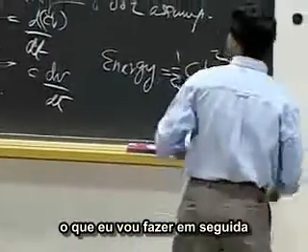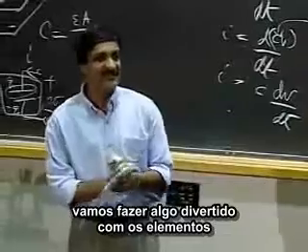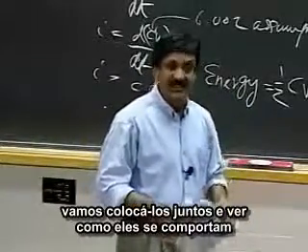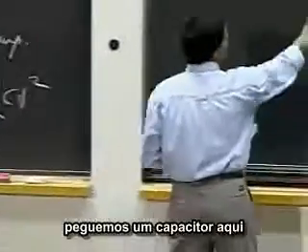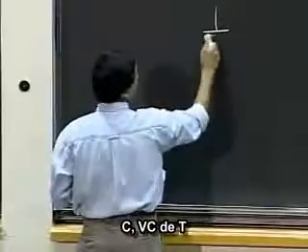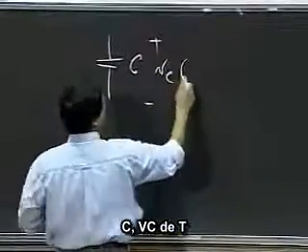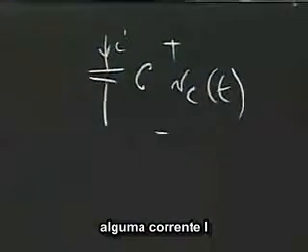So what I'd like to do next is, here's a new element. Okay, and let's do some fun stuff with the elements. Well, you know about voltage sources, you know about resistors. Let's put them together and see how they behave. Okay, so let's have a capacitor here, C, Vc of t, and some current I.